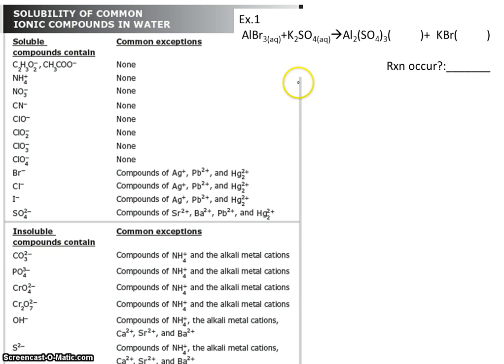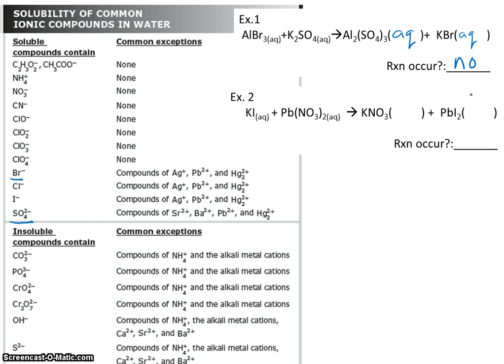Here's an example from your packet, example number 1. We go in with two dissolved compounds, and then we want to look up these products and see will a reaction occur. If we look up the first one, we're going to look it up by the anion. So here's sulfate, and we have aluminum. So we look and see, is aluminum an exception? No. This is in the soluble section. Aluminum's not an exception, so this is going to be aqueous. If we look up potassium bromide, we're going to look it up by Br. Potassium's not listed. We're in the soluble section, so this one's going to be aqueous. Aqueous and aqueous, no reaction.